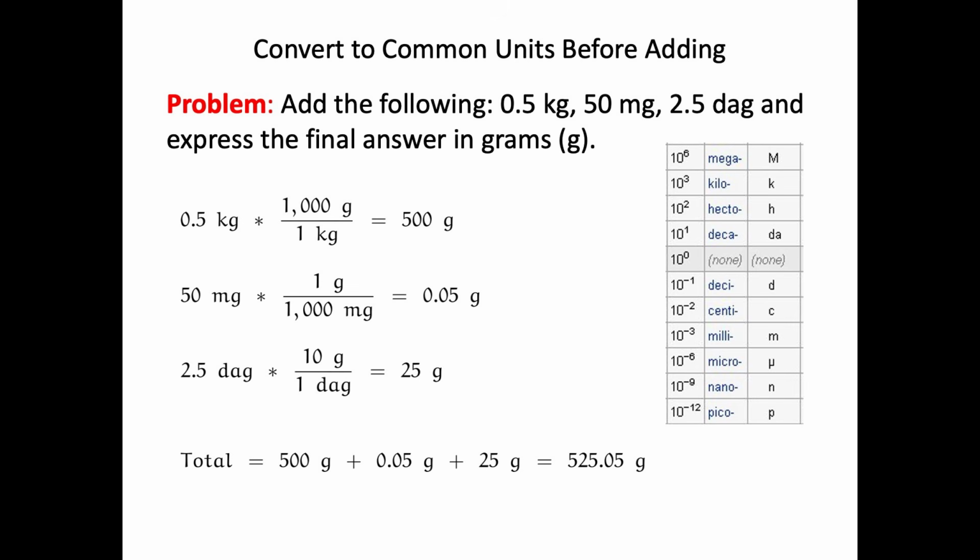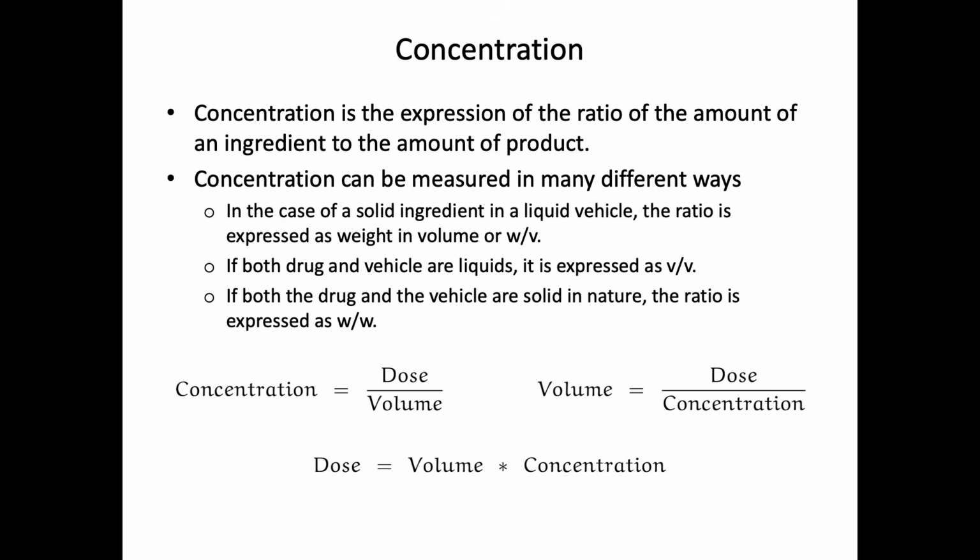So the final answer would be simply the sum of all three of those. So I'll take my 500 grams plus my 0.05 grams plus 25 grams, and the final answer for this question would be 525.05 grams. The next key concept to discuss is that of concentration.